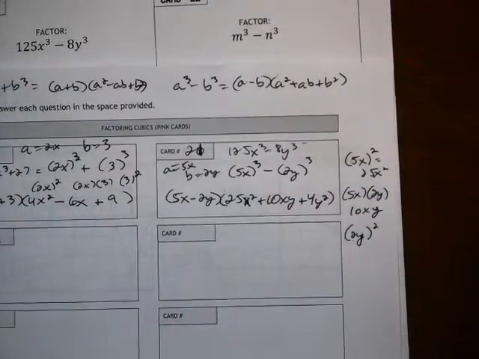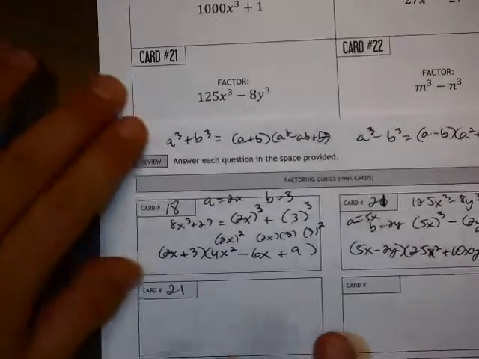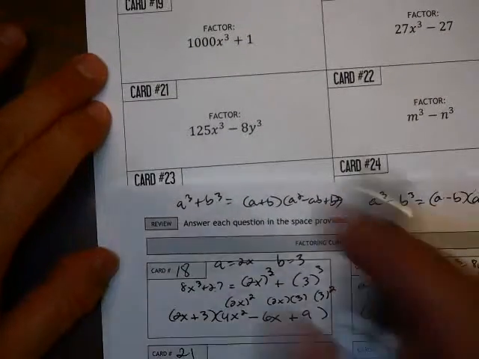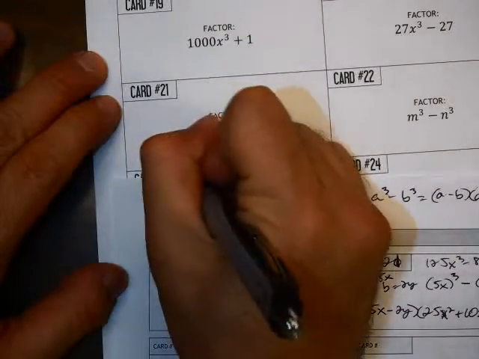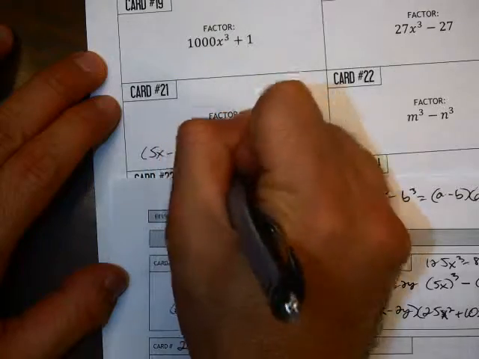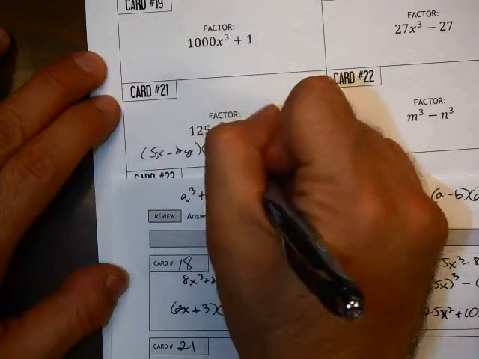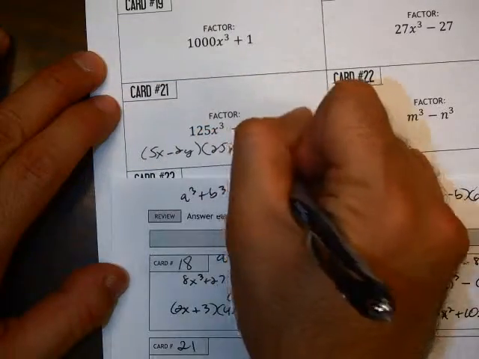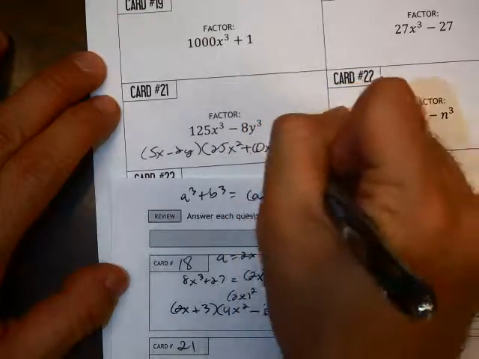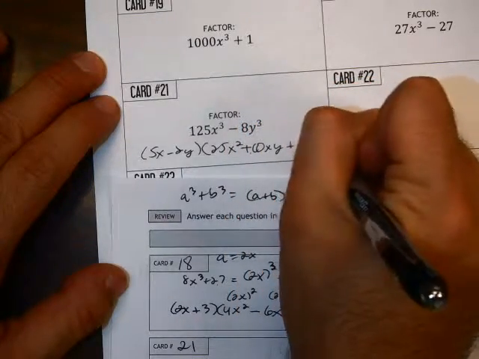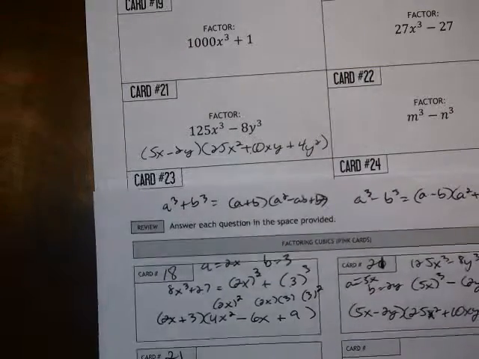Plus, which means there is my factored form. Now I'll write it again here a little more clearly. The first factor, 5x minus 2y. And then the second one, 25x squared plus 10xy plus 4y squared. There's your factored form for number 21.